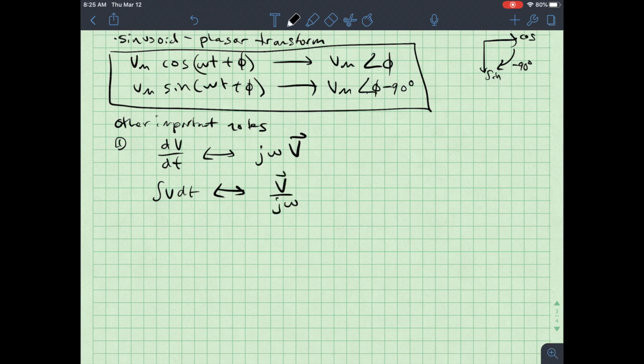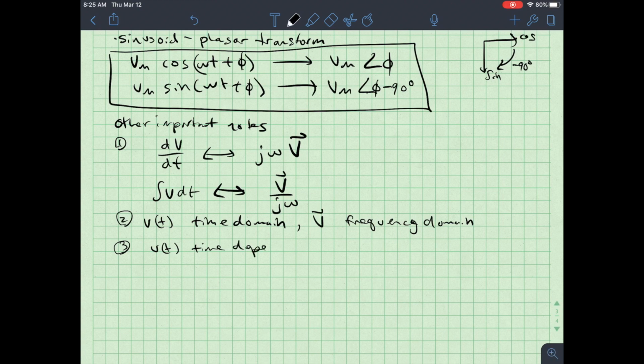Second important point is that v of t is the time domain. I said this in words before, but I'm going to write it down. V of t is the time domain. V phasor is the frequency domain. Third important point is that v of t is time dependent and V phasor is not.